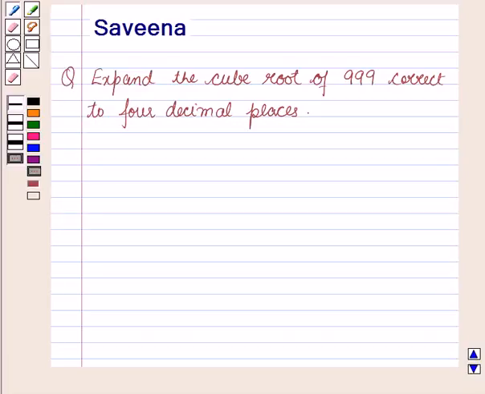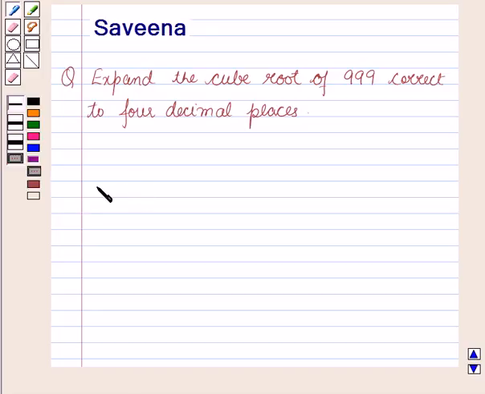In this session we will discuss a question which says: expand the cube root of 999 correct to 4 decimal places. Now, before starting the solution of this question, we should know some results.